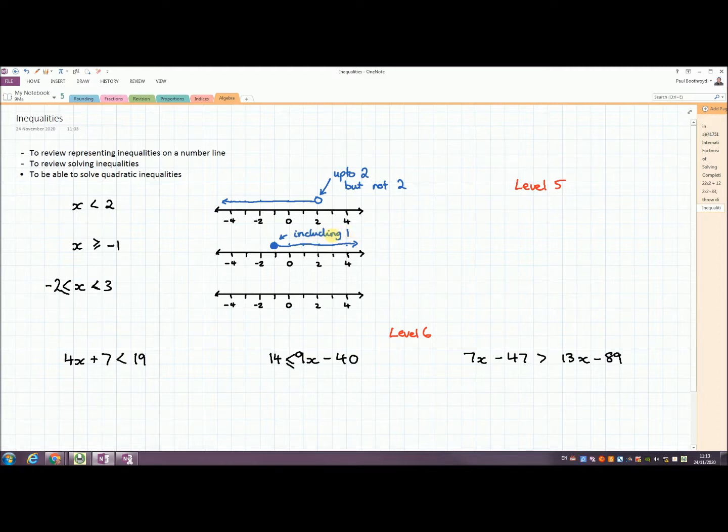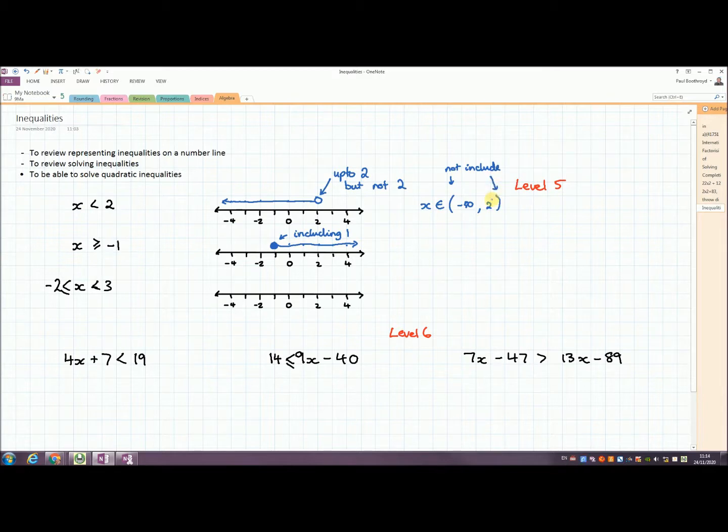Now, some of you might have Russian tutors. They may talk about x belongs to a set. And if it's less than, we're going from minus infinity to 2. And with infinity ones, you can never be equal to infinity, so you use a round bracket for not including. And on the right-hand side, we don't want to go up to 2, so we're not including the 2 on that end.